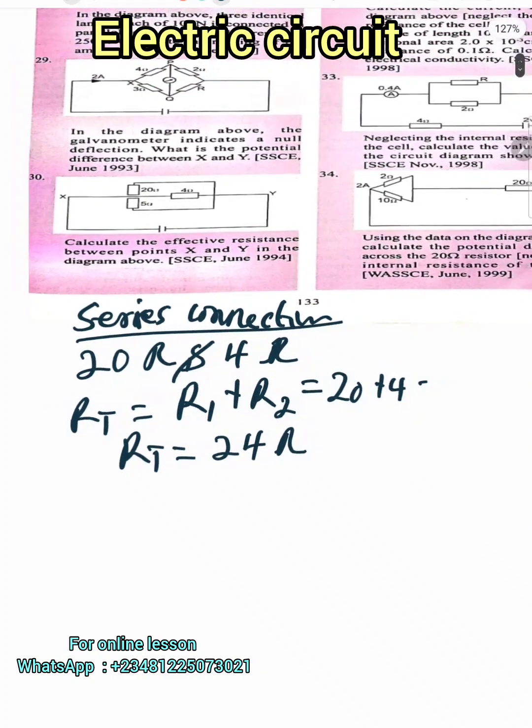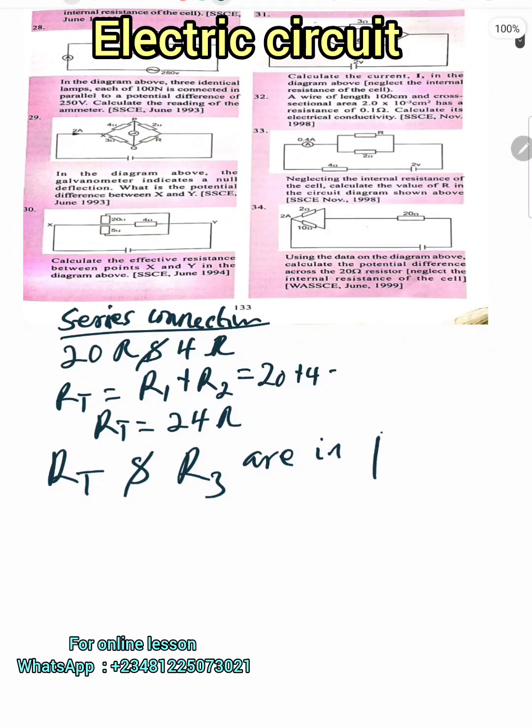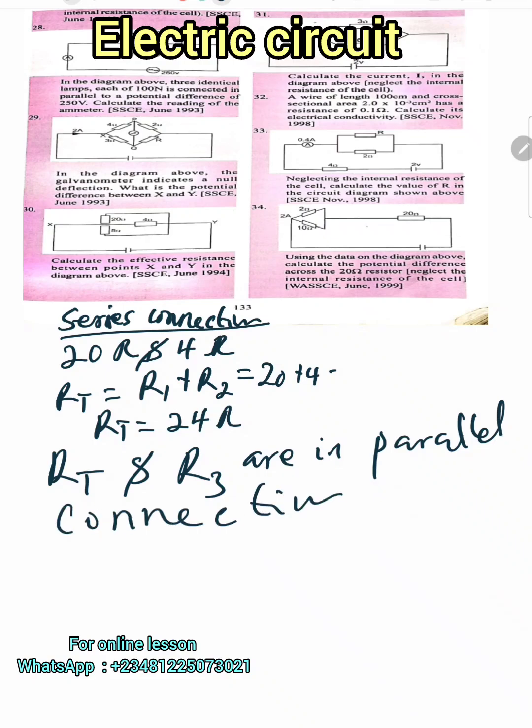Okay. Now let us go to the next one. Now that we have resolved this one, this R total and the next resistor, which is R3, are in parallel. They are in parallel connection. So now let us look at how we get the equivalent resistance for a parallel connection.